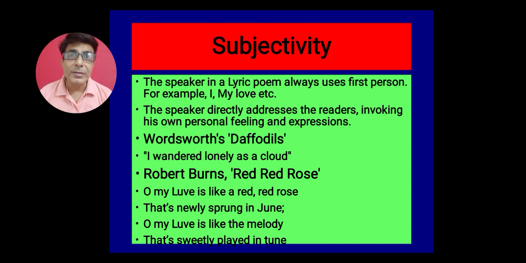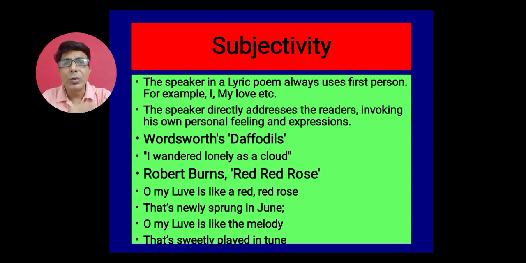In these poems, in lyrics, generally we see that the poet is using words like I, my, we, and all such words. First person words, first person pronouns are used in these poems, lyrics. Why? Because they are subjective poems. Here, the speaker, meaning the poet, directly addresses the readers, invoking his own personal feelings and expressions.